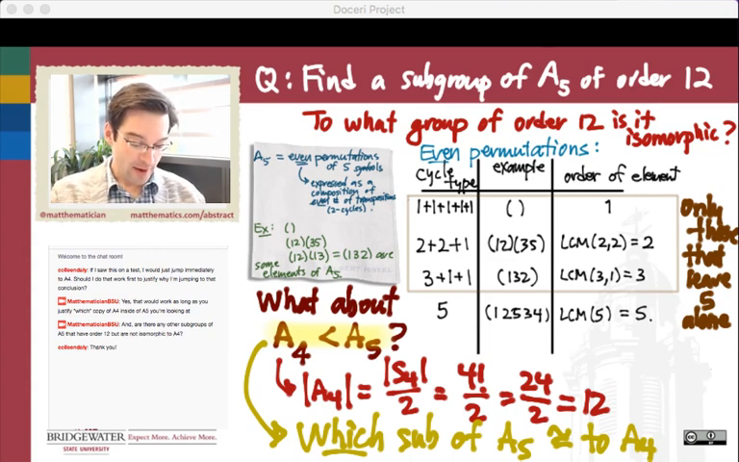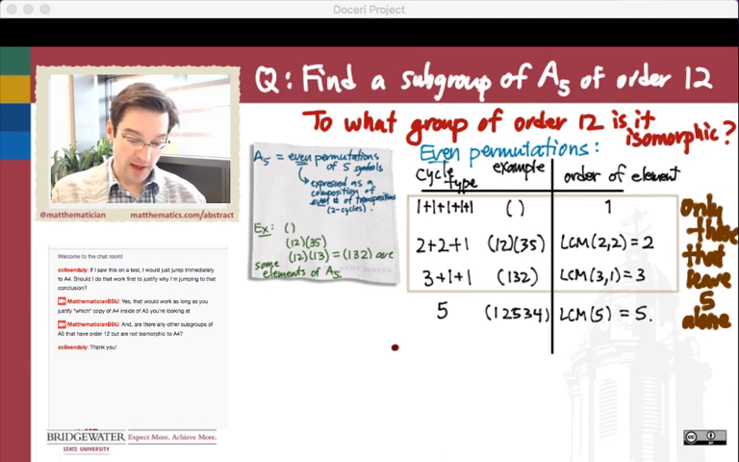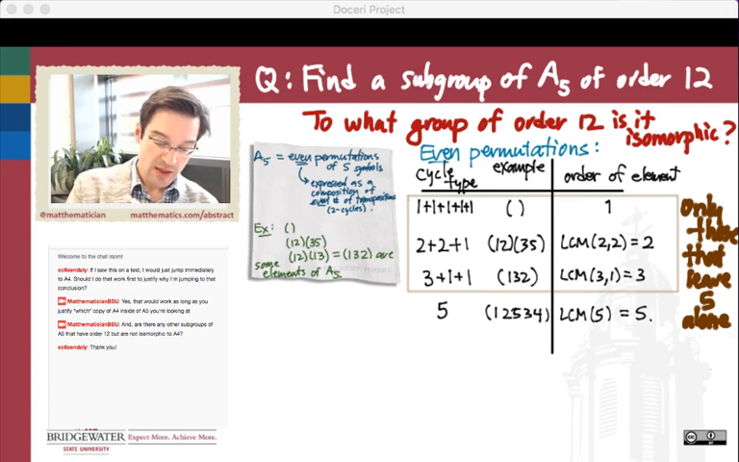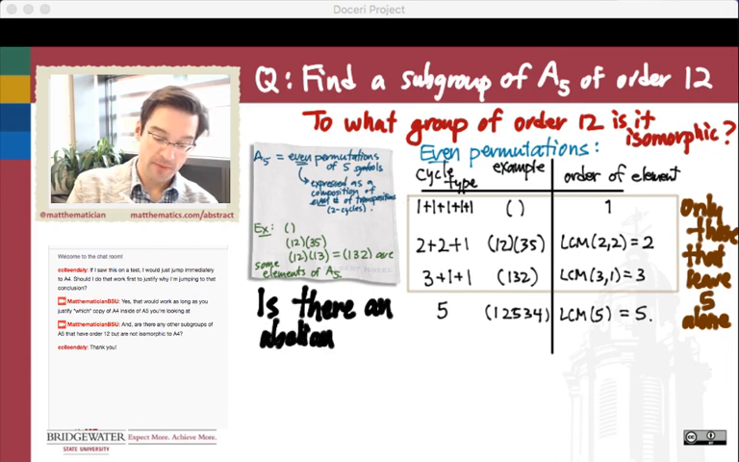So what I want to talk about now is, is there another way to do this? Is there another subgroup of order 12 that we can locate inside of A5 that's not isomorphic to a copy of A4? In particular, I kind of want to think about the question, is there an abelian subgroup of A5 having order 12?